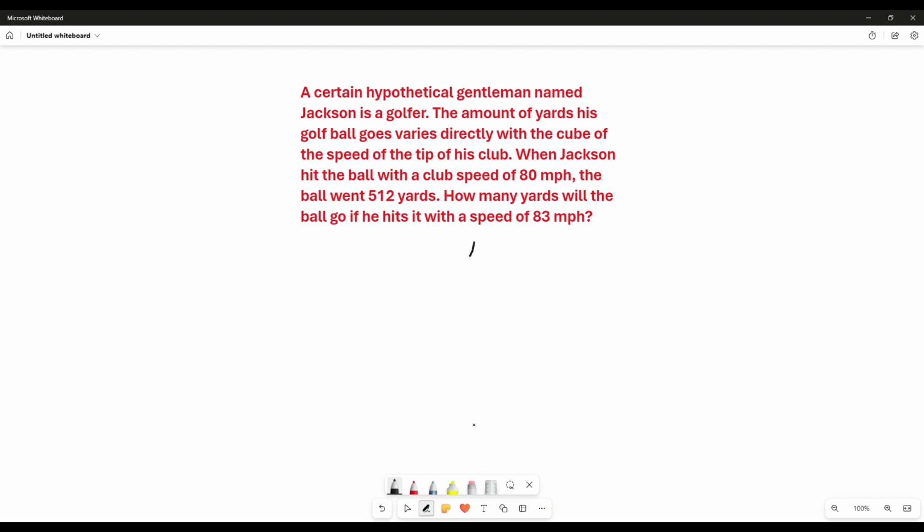The amount of yards his golf ball goes varies directly with the cube of the speed of the tip of his club. When Jackson hit the ball with a club speed of 80 miles per hour, the ball went 512 yards. How many yards will the ball go if he hits it with a speed of 83 miles per hour?